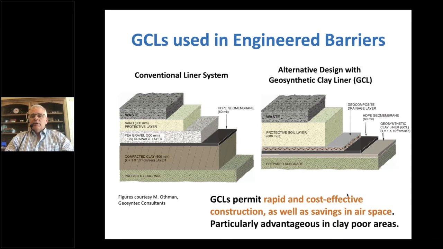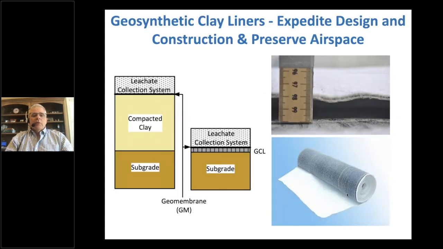A lining system built with a GCL can be a very, very effective alternative in those types of regions. What's pretty remarkable, as I show schematically here, is that we've got a composite liner with a leachate collection system on the left, with a compacted clay, that yellow compacted clay layer, with the thick black plastic geomembrane on top.